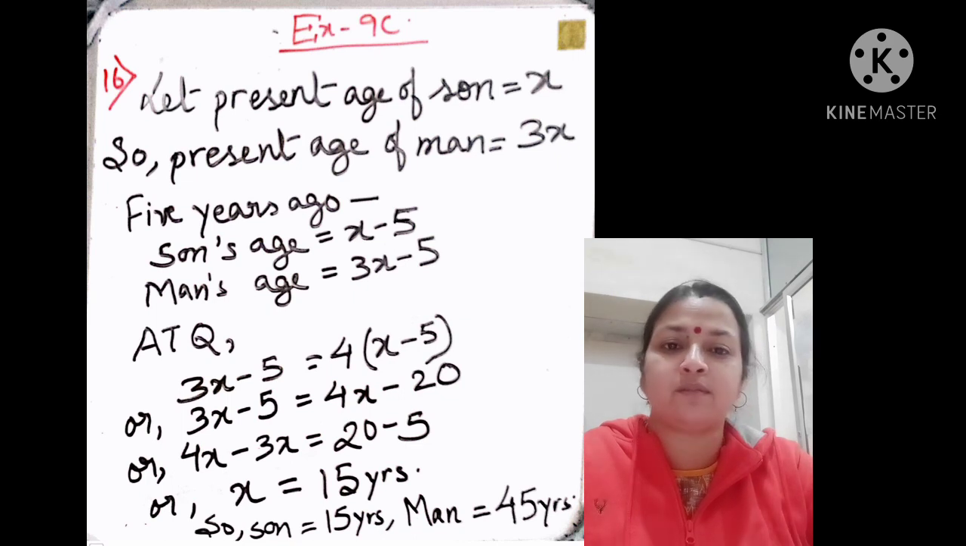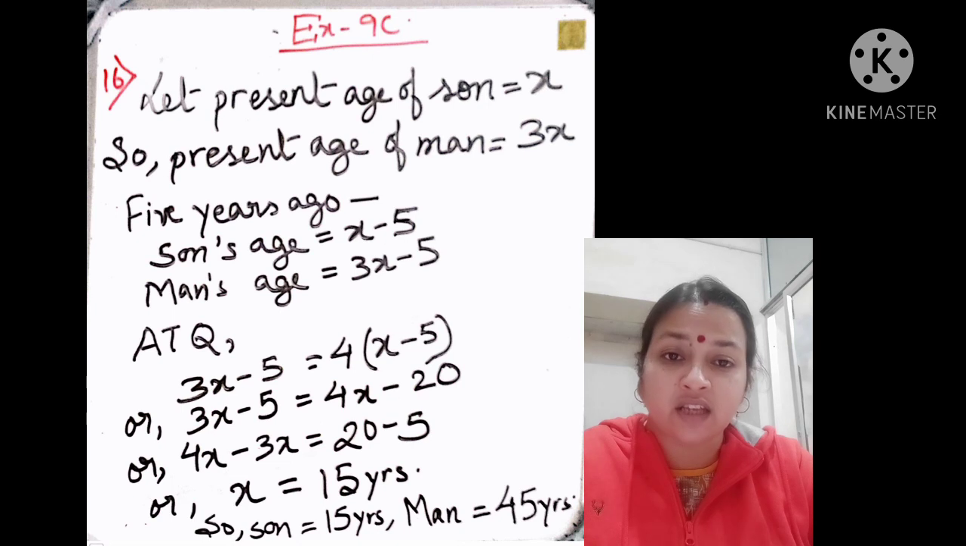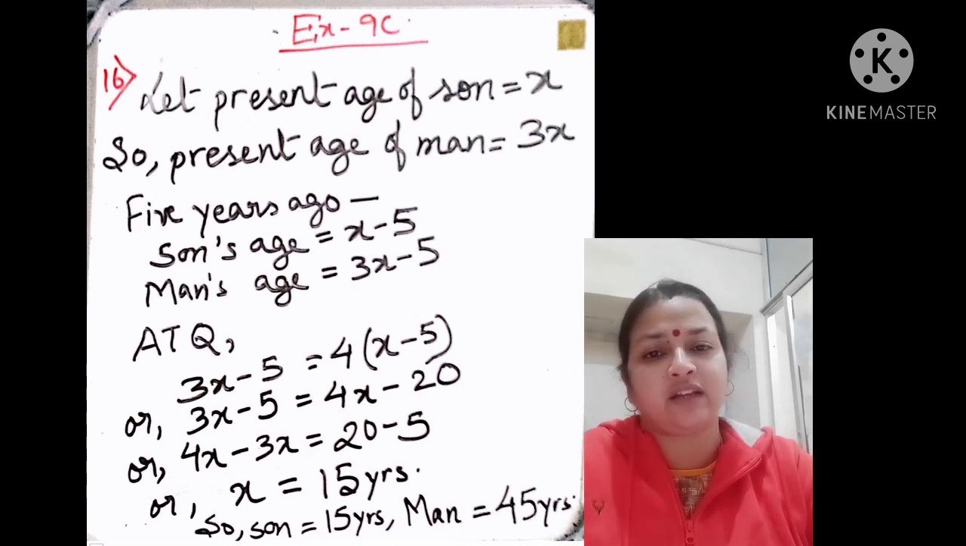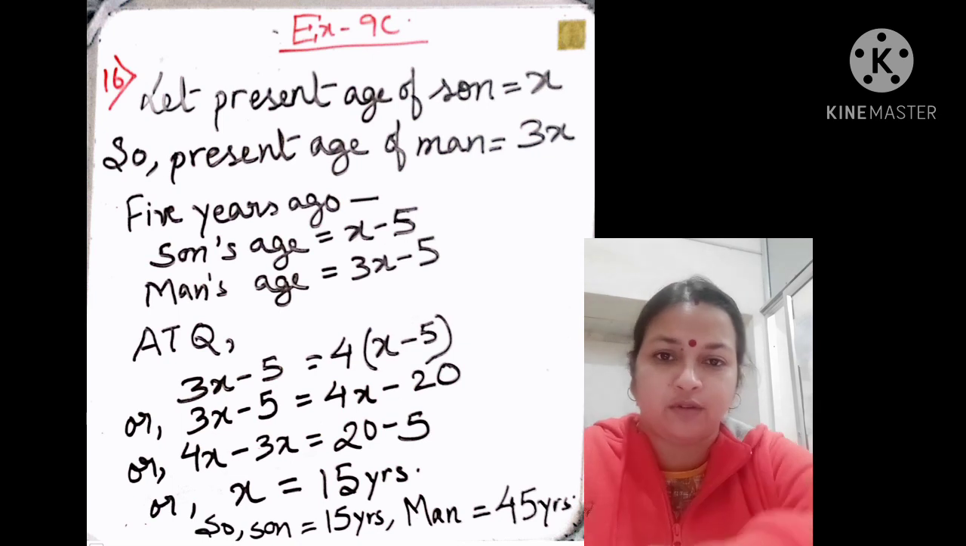That means what is the present age of the son? It is 15 years. And what is the present age of the father? He is 3 times, so it is 15 into 3, that is 45 years. Okay, you understood this? Now this type of questions, the questions related to age, are very important. So please understand it carefully, and if you have any difficulty, you are going to ask, right class?